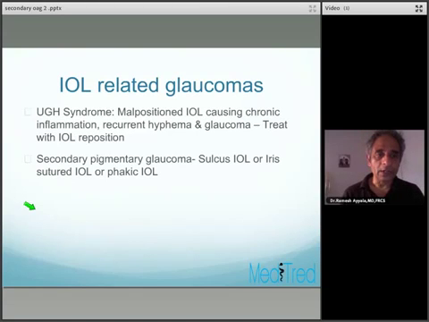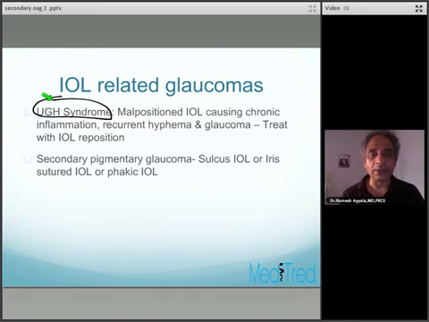Let's move on to intraocular lens related glaucomas. There are two that come to our mind. One is the UGH syndrome, or the uveitis-glaucoma-hyphema syndrome. It typically results from a malpositioned intraocular lens causing chronic inflammation, chronic recurrent hyphema and glaucoma. So this IOL is rubbing against either the underlying iris or the ciliary processes and causing this problem. And the treatment, of course, is to reposition the intraocular lens.